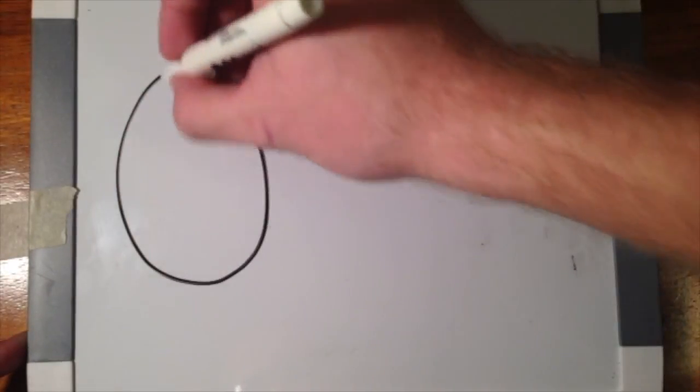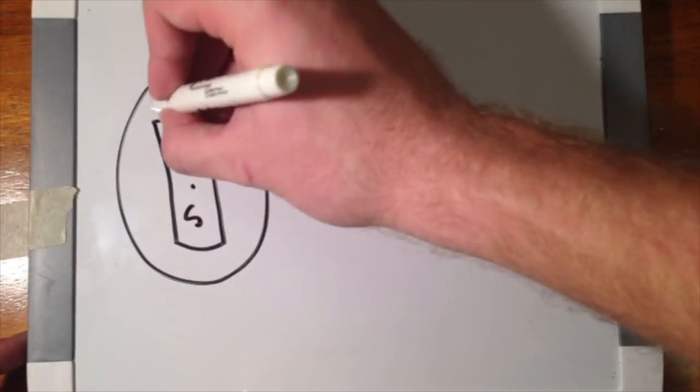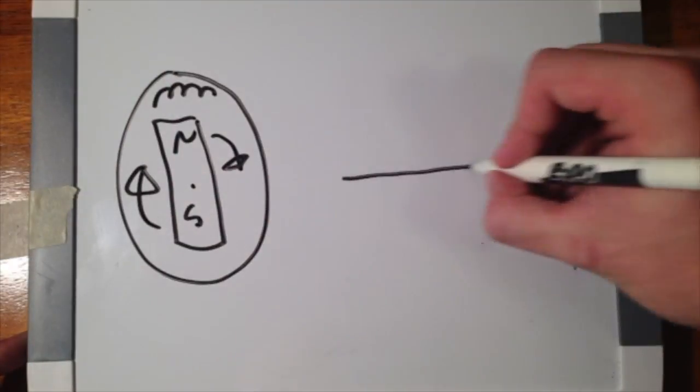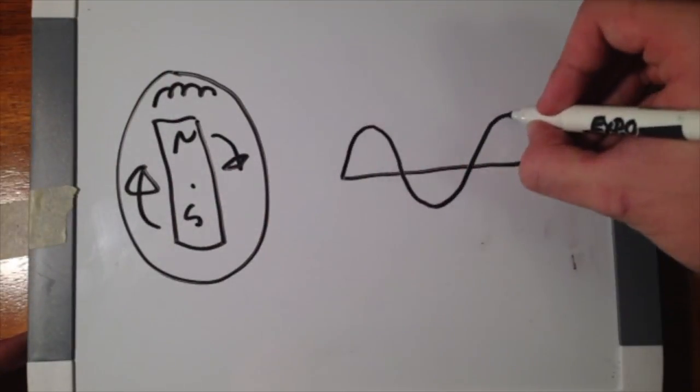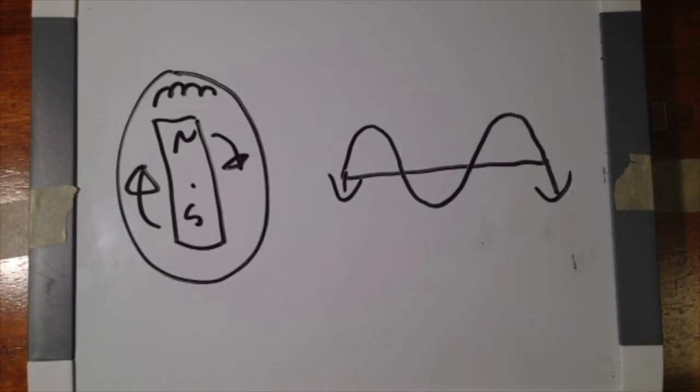Here we have a little generator. It has a magnet in the middle and a coil of wire on the outside. When we spin it, the magnetic field near the coil of wire changes, so it creates a voltage which induces a current. Every half cycle, the flow of the electricity alternates, because the poles of the magnetic field swap. In the end, our voltage graph looks just like a sine wave.